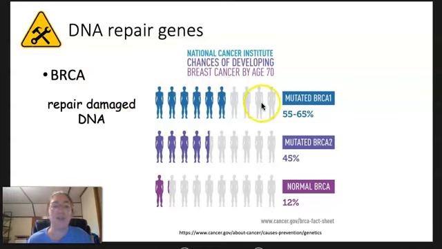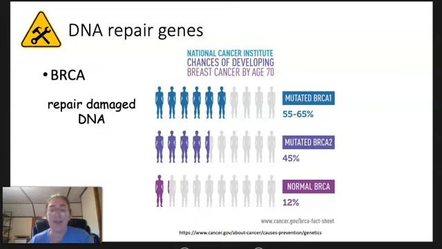And so this is just showing you the relative risk of developing breast cancer if you have a mutant BRCA1, a mutant BRCA2, versus a normal BRCA gene. So the risk is much higher if you have mutated BRCA genes, because you have less ability to repair DNA damage in that tissue. So this is a loss of function mutation. These are mutations that cause the BRCA gene to lose its function of being able to repair genes.